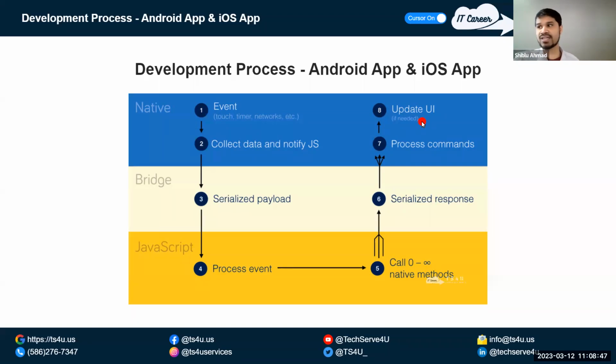So it hits your own programming language. So you're touching anything on the UI, you see this, it collects the data and notifies the JavaScript, serializes your payload. Payload, you see this? Again, it is a JSON payload. This is your endpoint. Okay, because you are communicating with the backend. JavaScript processes the event and calls the native method, serializes the response, processes the command, and updates the UI. That's it. Whatever you do, it has this life cycle. Anything you do on the mobile app, Android, and the stuff.